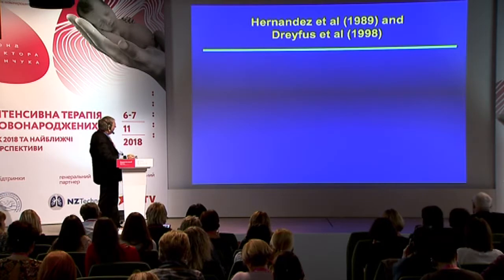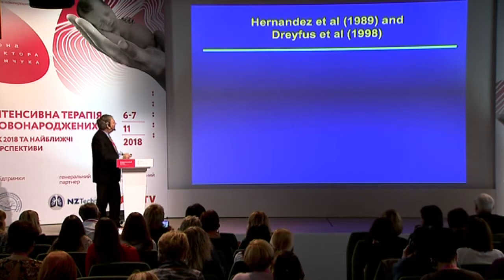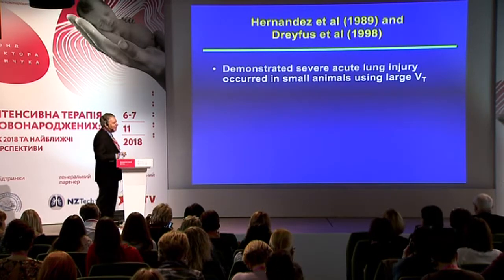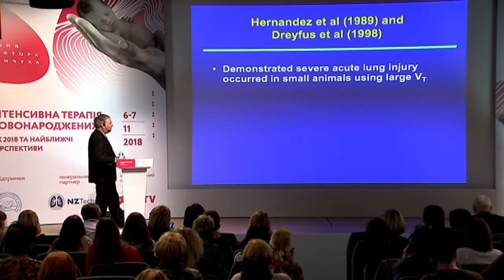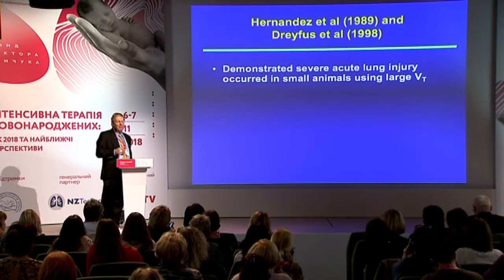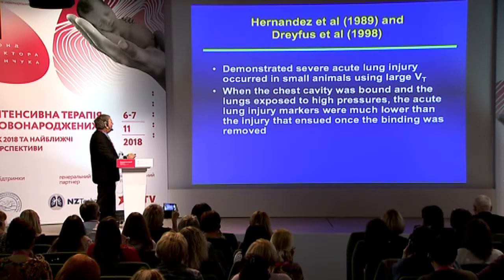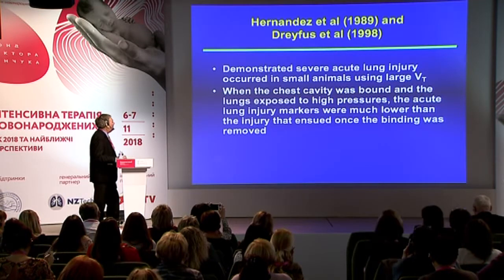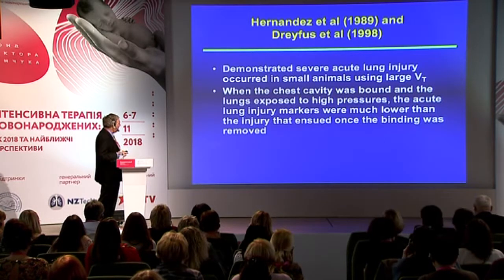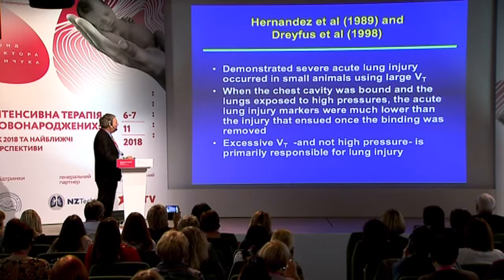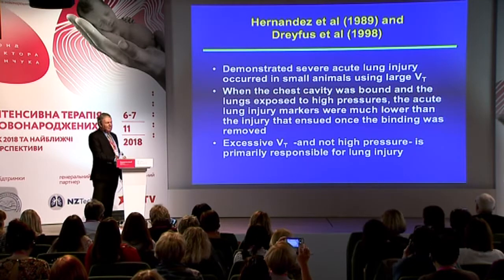Now, is it volume or is it pressure that causes this irreversible injury? There were a series of experiments done in the late 1980s and 1990s by investigators Hernandez and Dreyfus that I think sheds light on this information. What they demonstrated was that severe acute lung injury occurred in small animals when their lungs were inflated with large tidal volumes. But when they bound the chest cavity and the lungs were exposed to high pressure, the acute lung injury markers were much lower than the injury that ensued once the binding was removed. And therefore they concluded that it was excessive volume and not pressure which was primarily responsible for lung injury.